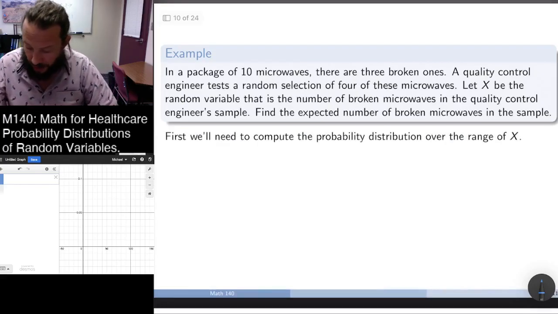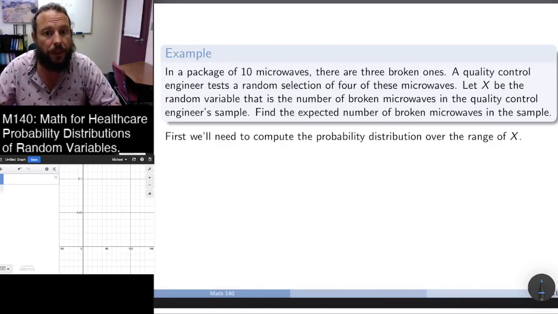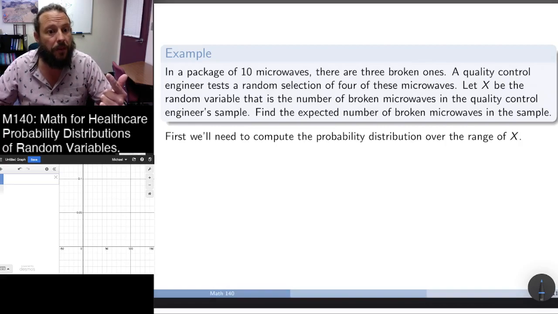All right. First of all, what is the range of X going to be? What can we have? We could have 0. We could have 1 bad one. We could have 2 broken ones. We could have 3 broken ones. And even though we're taking out a selection of 4, we only have 3 broken ones in there, so we can't have a fourth. So the range of X here is 0, 1, 2, and 3.